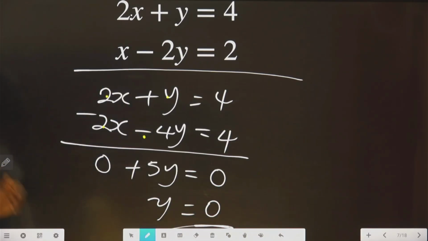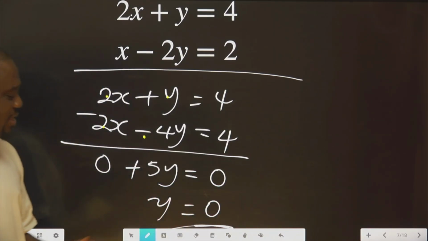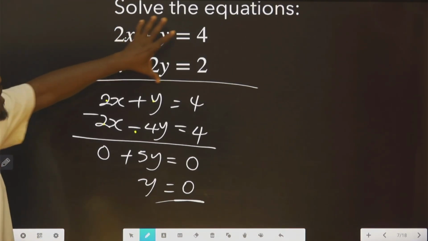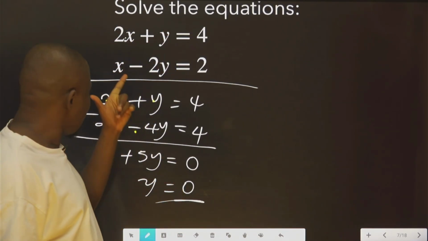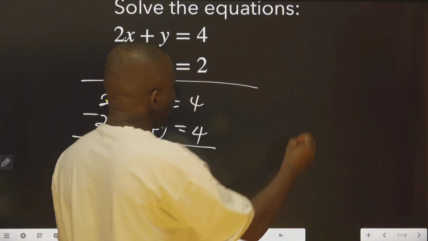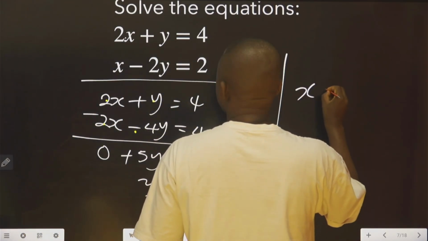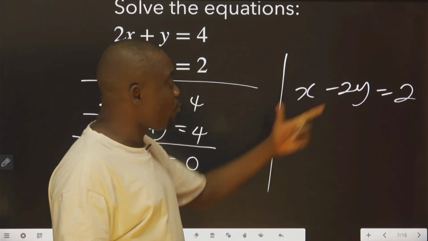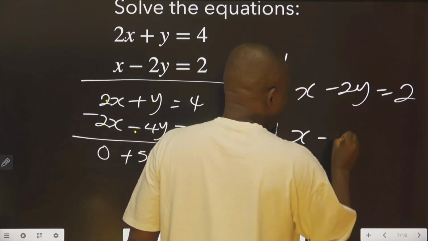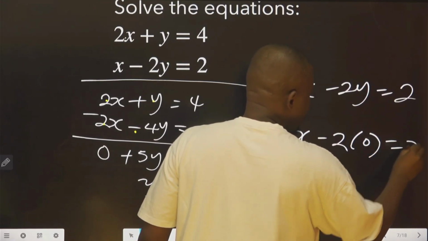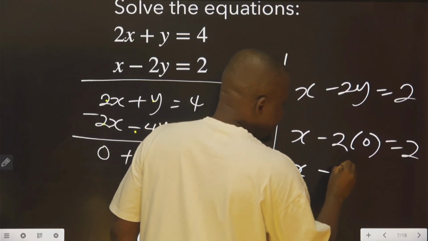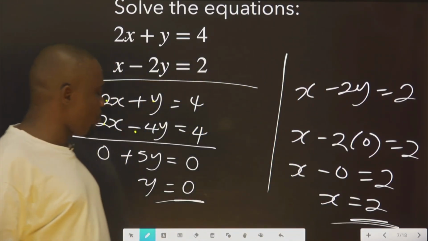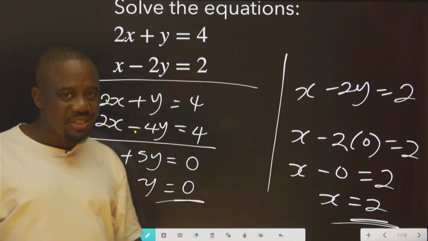Because at the end of the day, if you divide both sides by 5, you're going to get 0 for y. Now that we have 0 for y, we can use any of these to find x. Let's use the second equation, which says x minus 2y equals to 2. We substitute in place of y, 0. You agree with me? This is, at the end of the day, equals to 2. So x therefore is equals to 2, while y is 0.